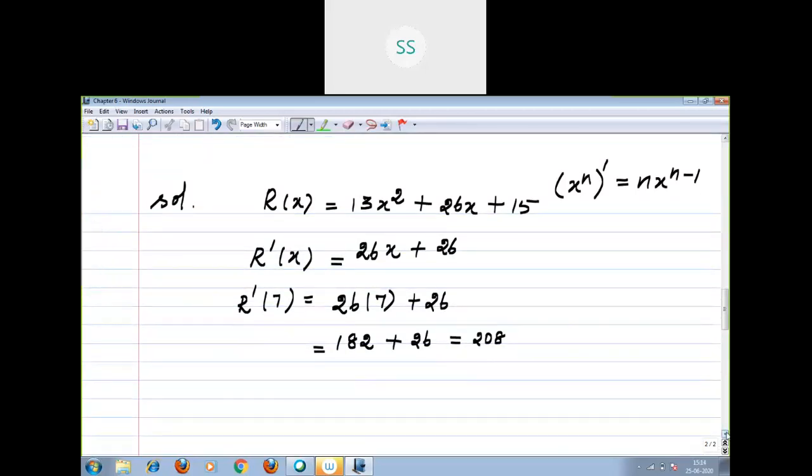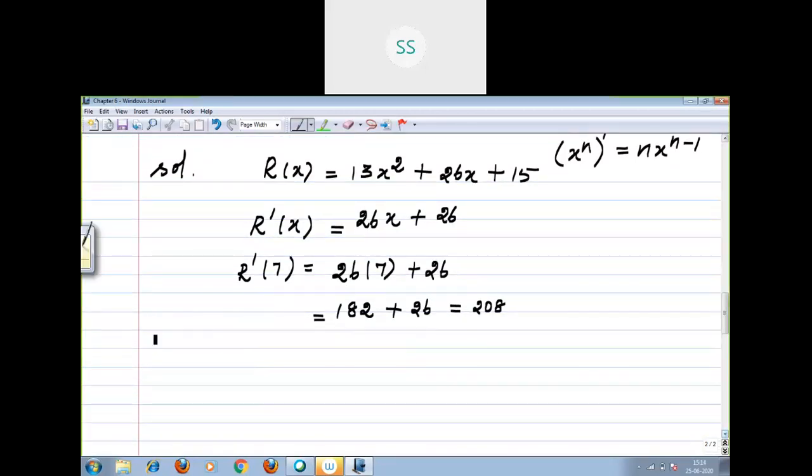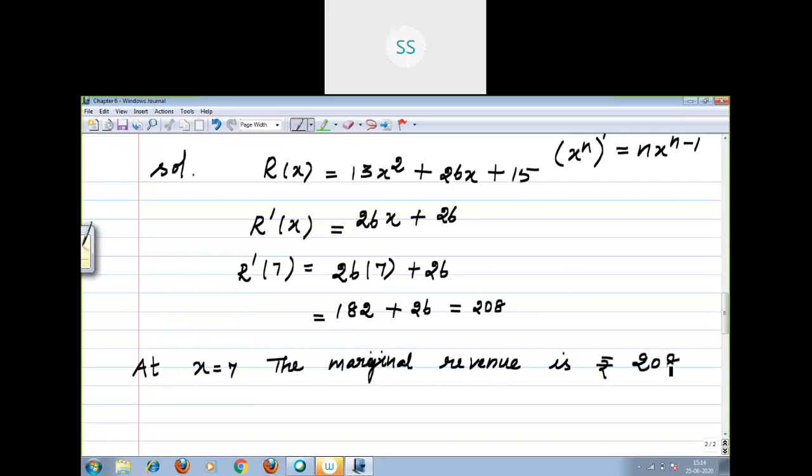What is the marginal revenue now? At x is equal to 7, the marginal revenue is rupees 208. Okay.